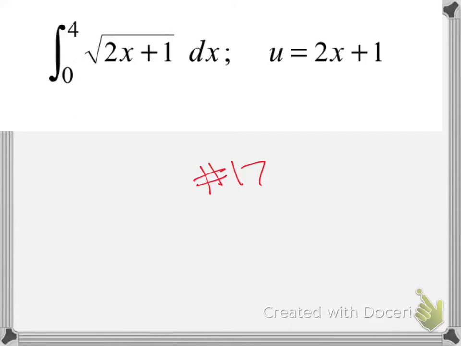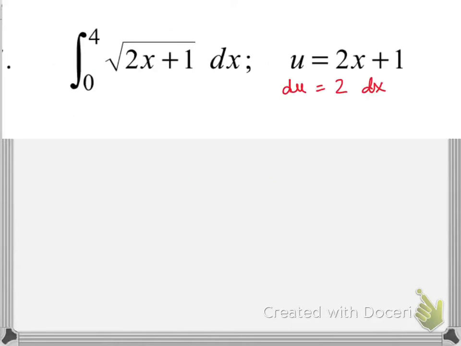Number 17. So the du is just a 2, and that might be confusing you. This problem could actually be done without u sub. You could just divide by the derivative of the inside, since the derivative of the inside is just a constant. But since they asked us to use u sub, we will.